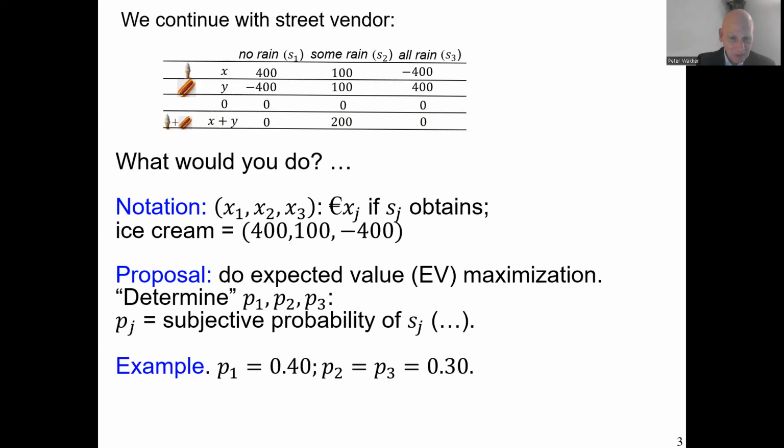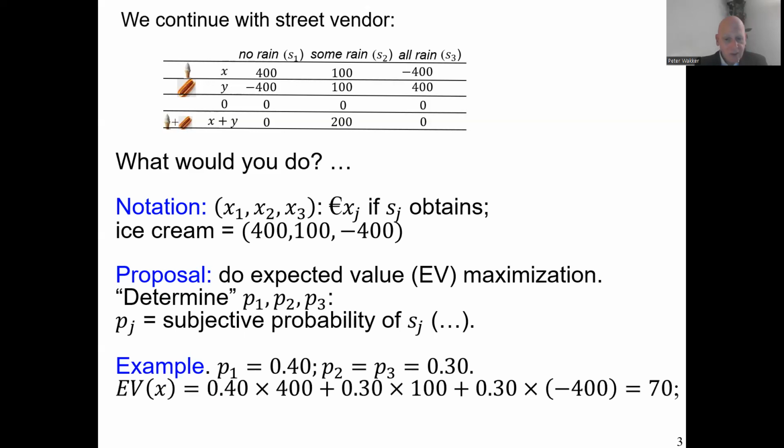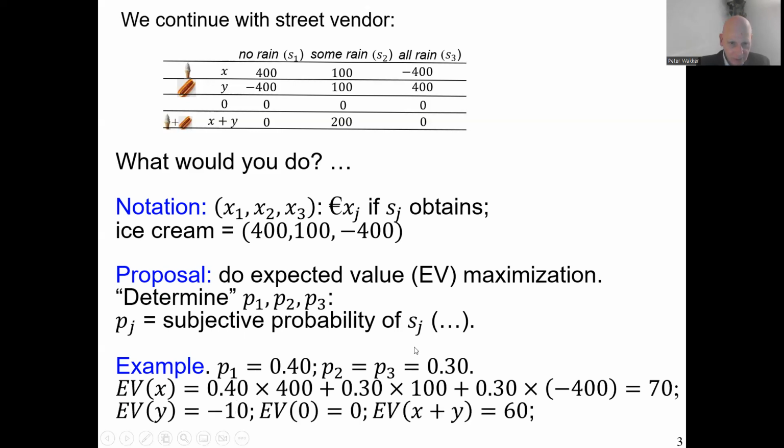Let us look at an example. Let's assume that, after good thinking, you think the probability of no rain tomorrow is 0.4, and the probability of some rain and all rain tomorrow are both 0.3. Maybe these are good, wise probabilities or whatever that you are using. Then the expected value of ice cream is 0.4 times 400 plus 0.3 times 100 plus 0.3 times minus 400, and we calculate it is 70. We do the same for hot dogs, and I immediately wrote here the result: the expected value is minus 10. 0, of course, is 0.